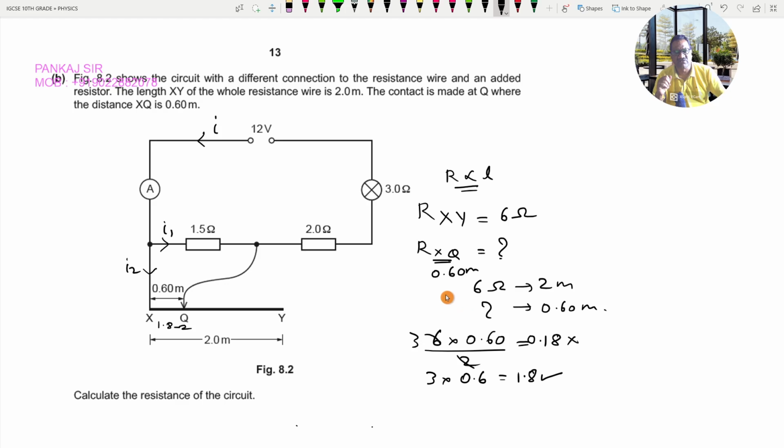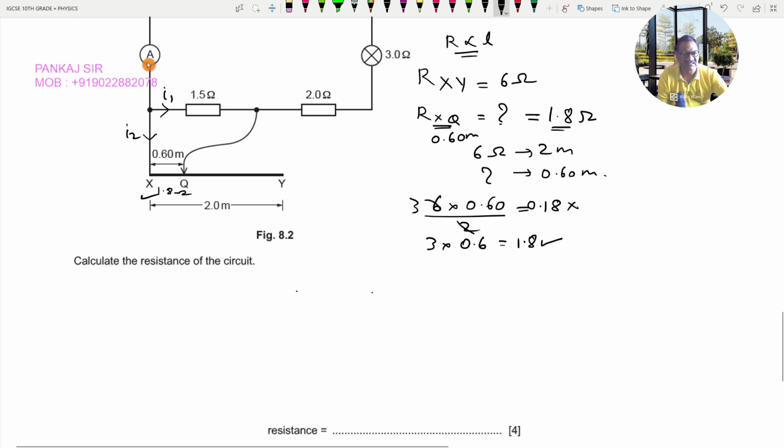So the resistance of this part, we have found out, will be 1.8 ohms. So this is 1.8 ohms, right? Now, the job is not over. We have just found out this resistance, so I have written here 1.8 ohms. Now what will happen?